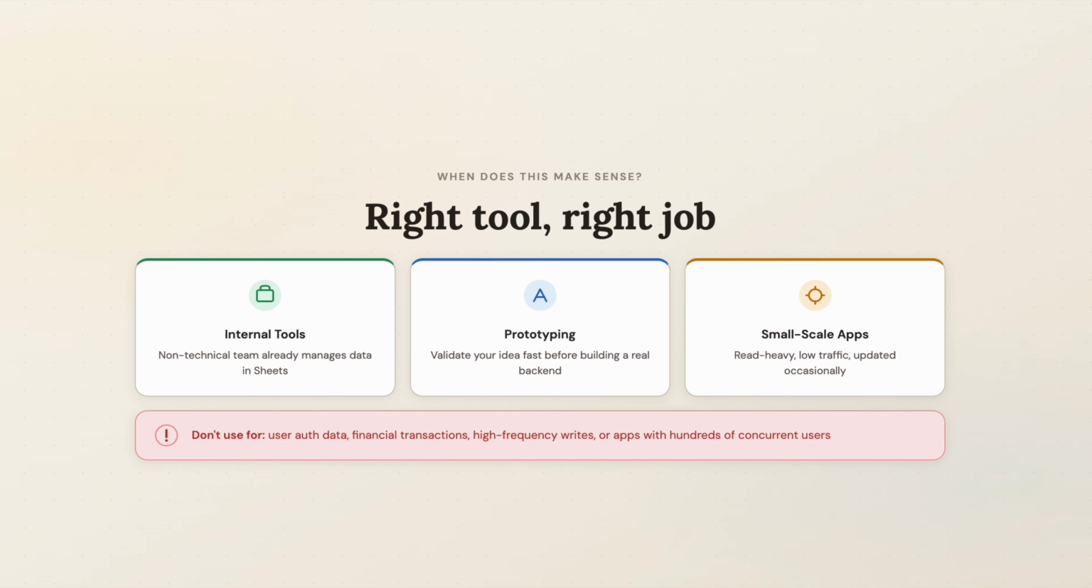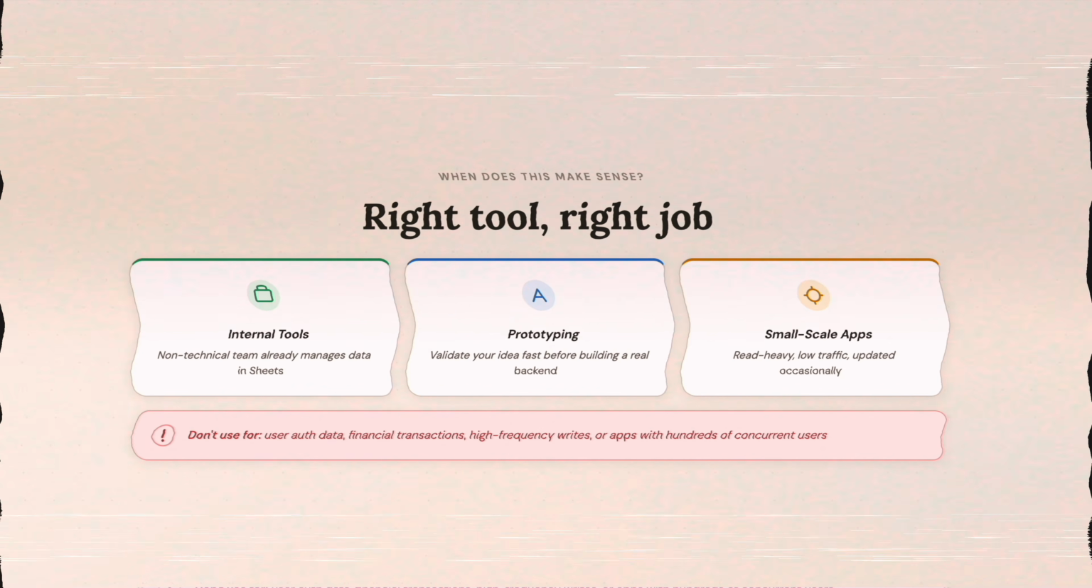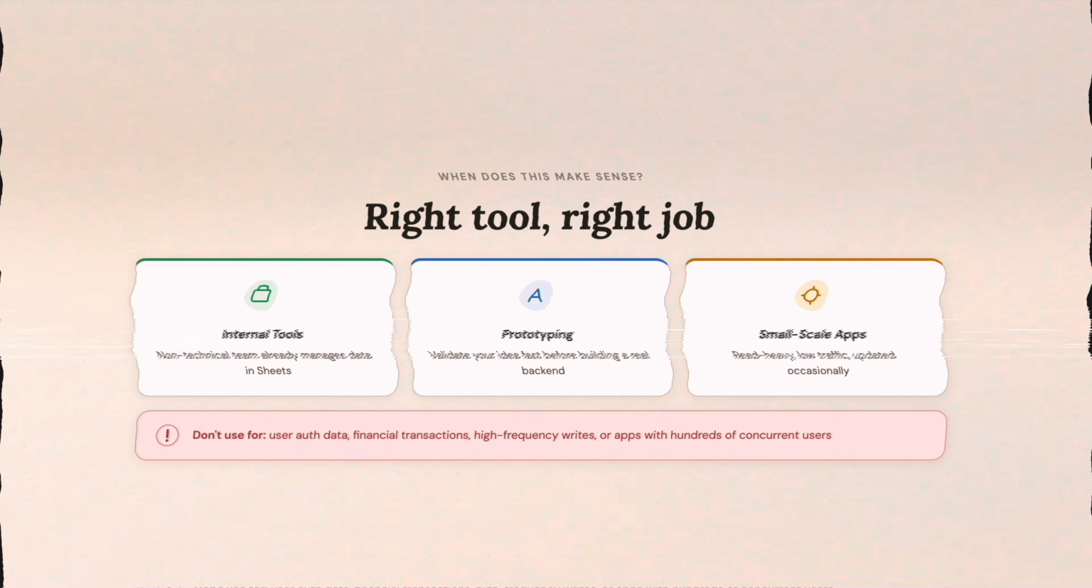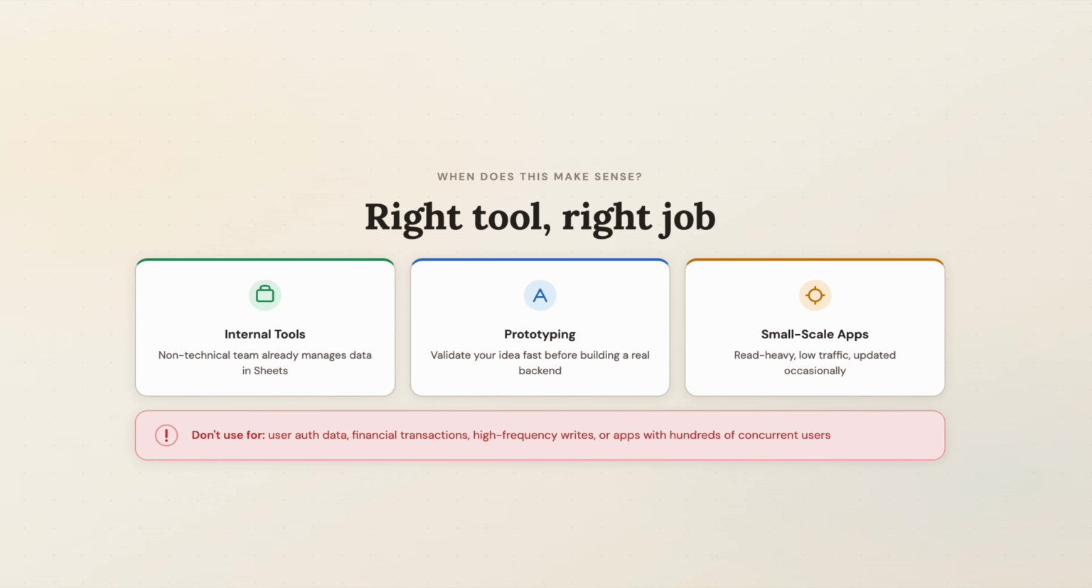Before you write a single line of code, I want to make sure we're on the same page about when you should reach for this and when you absolutely shouldn't. Google Sheets is a terrible database. I'll say that upfront. It has no foreign keys, no indexing, no real-time subscription. It wasn't designed for concurrent writes, and it has API rate limits that will bite you in production if you're not careful. But here's the thing, for certain use cases, it's genuinely perfect.